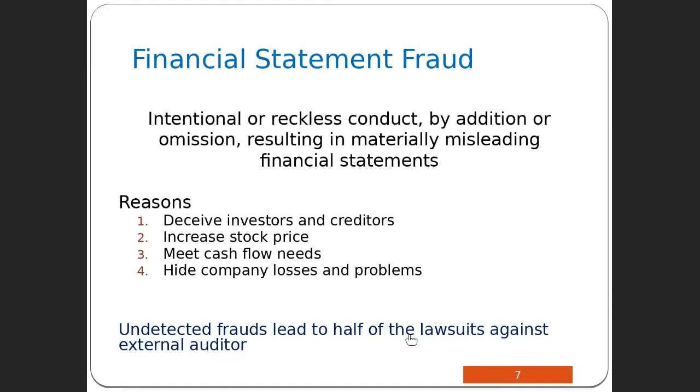Undetected frauds lead to half of the lawsuits against the external auditor. So when you come in as an auditor, and if you cannot find the fraud, now the auditor's primary job is not to hunt for frauds. You're not actively looking for fraud. You're actively looking at the financial statement to see whether they're true and fair, and then expressing an opinion on that. But in the process, you keep an eye open to see if you smell any fraud. If the fraud is there and it's not detected, later on, there may be a court case against the auditor.